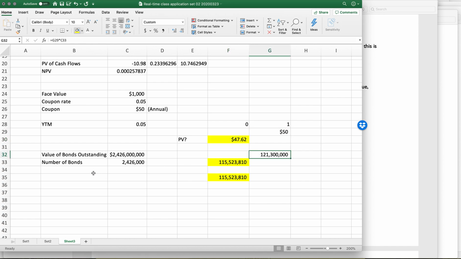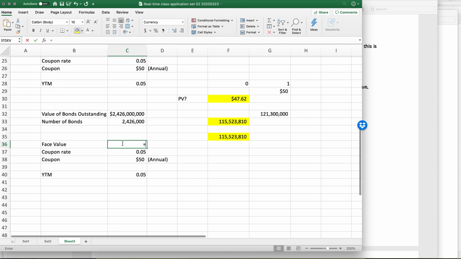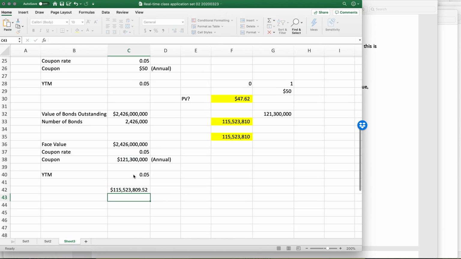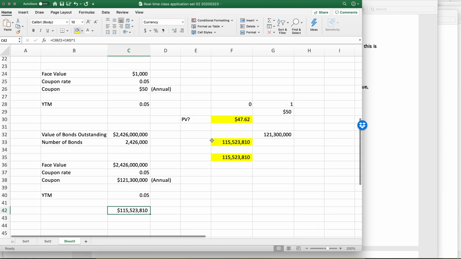The other way to do it, let me just copy this so that you can see it, is to say that the face value of all the bonds is that, your coupon payment is that, and so you just discount it back to the current day. And we end up, again, with the same thing that we have over here. You can do it either way. The answers will be just the same.